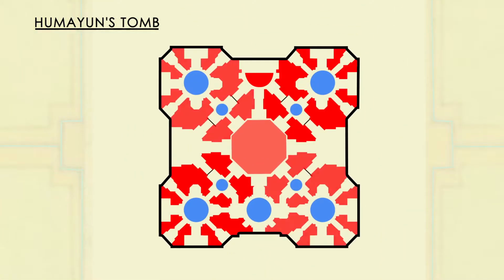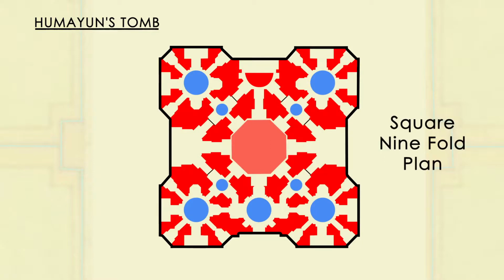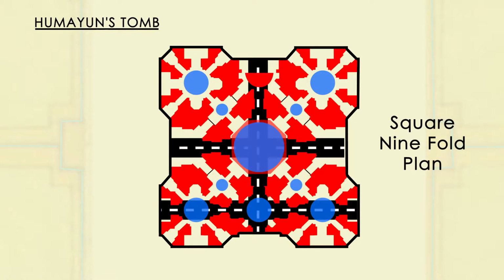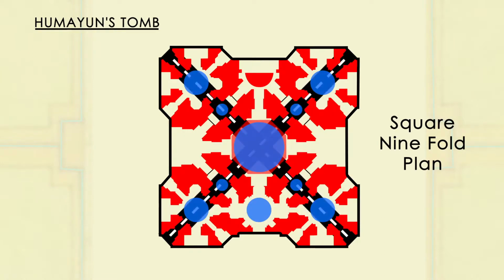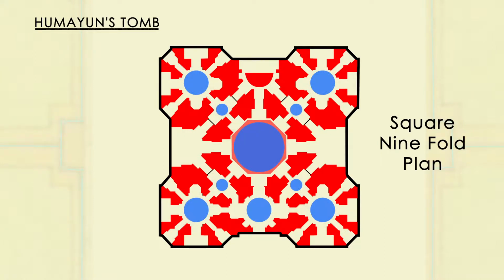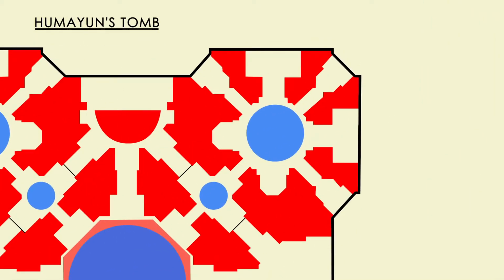It is a square 9-fold plan where 8 two-storied vaulted chambers radiate from the central double-height domed chamber. The chambers of each level are interconnected by straight and diagonal passages. In Humayun's tomb, each of the main chambers has in turn 8 more smaller chambers radiating from it.